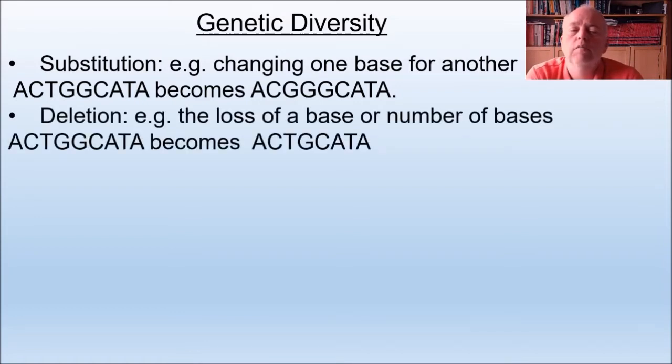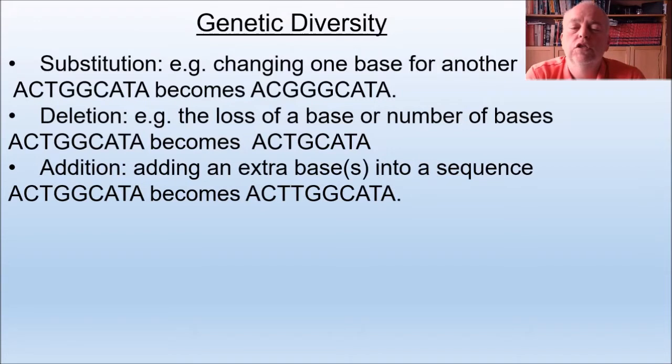The next one, deletion. Again, as the name suggests, we're removing a base or a number of bases from the sequence. So in this case, I start off with ACT, GGC, ATA, and I've removed one of the guanine bases from that particular sequence. So that's a deletion. And addition, again, as the name suggests, fairly straightforward. We're adding an extra base or bases into the sequence. So I've got ACT, GGC, ATA, and I've added an extra thymine into that particular sequence.